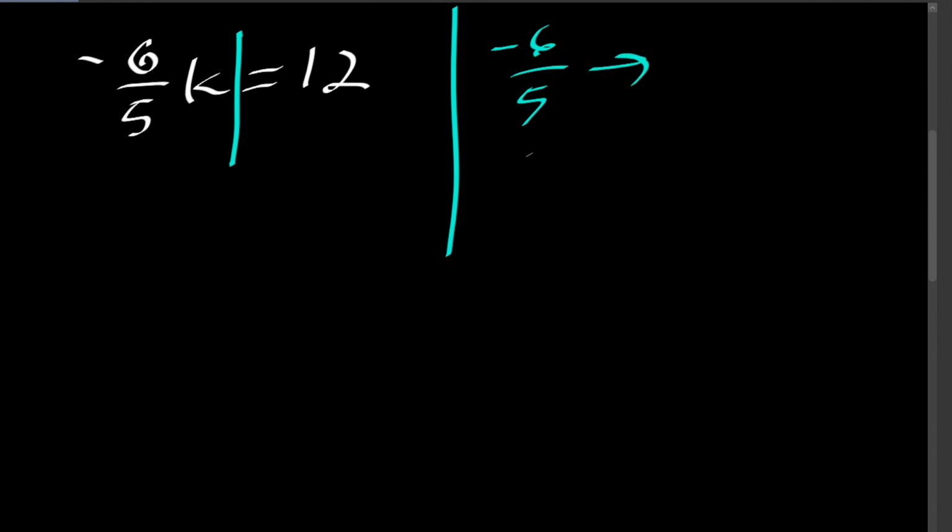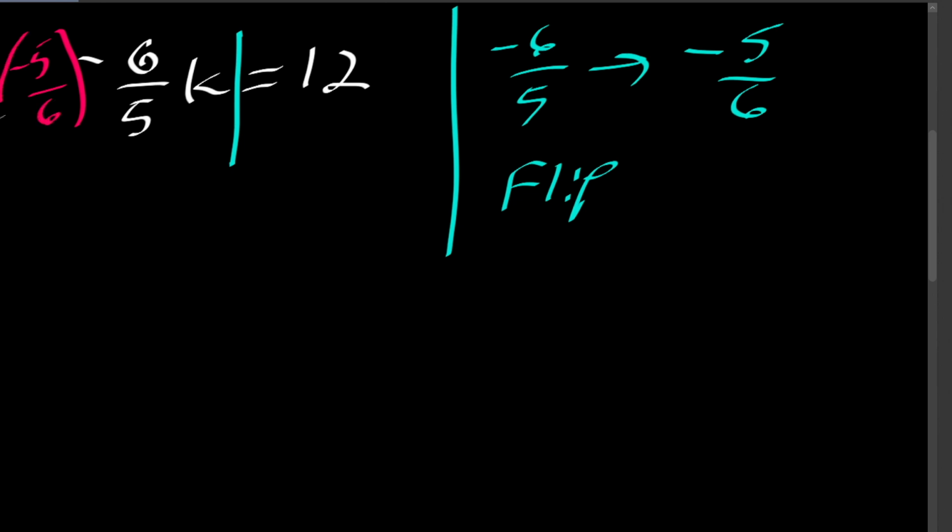If I have negative 6 over 5, what's the reciprocal of that? And once again, the reciprocal is just flipping this fraction. So if I flip negative 6 over 5, you can just keep the negative on the outside and flip 6 over 5 to 5 over 6. So I'm going to multiply both sides by negative 5 over 6.